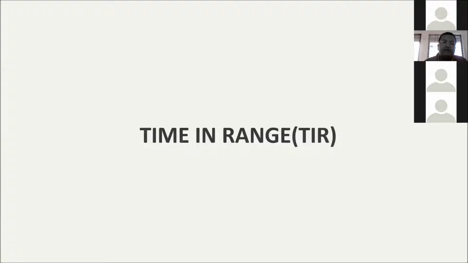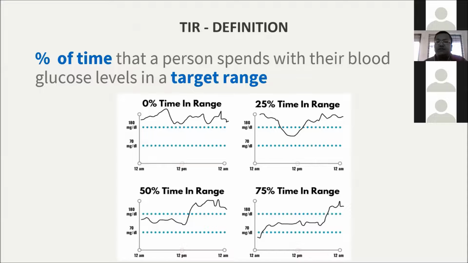While using the ambulatory glucose profile, there are certain measurements or metrics which become important. The concept of time in range, which has gained predominance since 2017 onwards, is something which has to be known while doing AGP from a CGMS. So let's come to the definition. It is the percentage of the time that a person spends with the blood glucose in a target range.